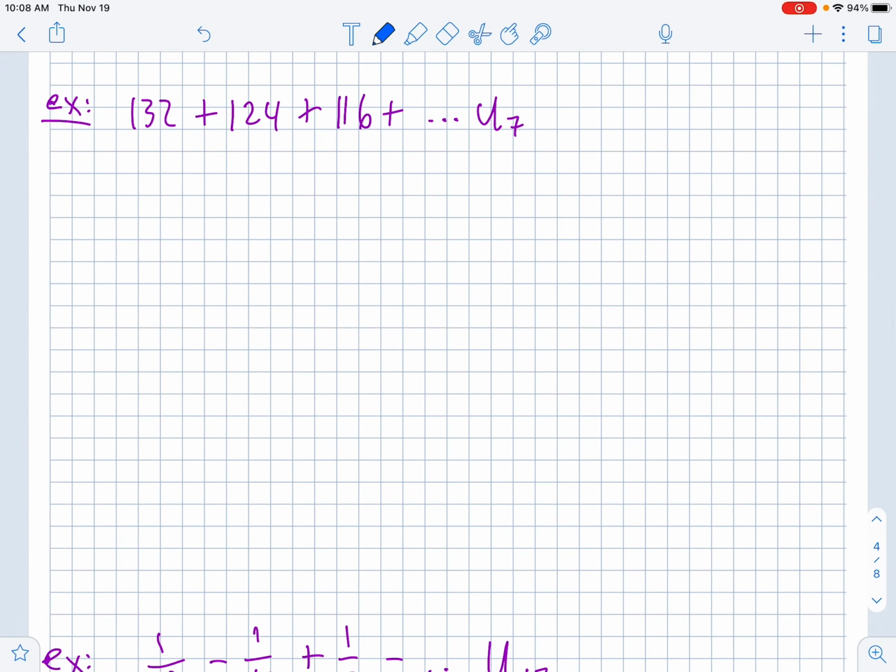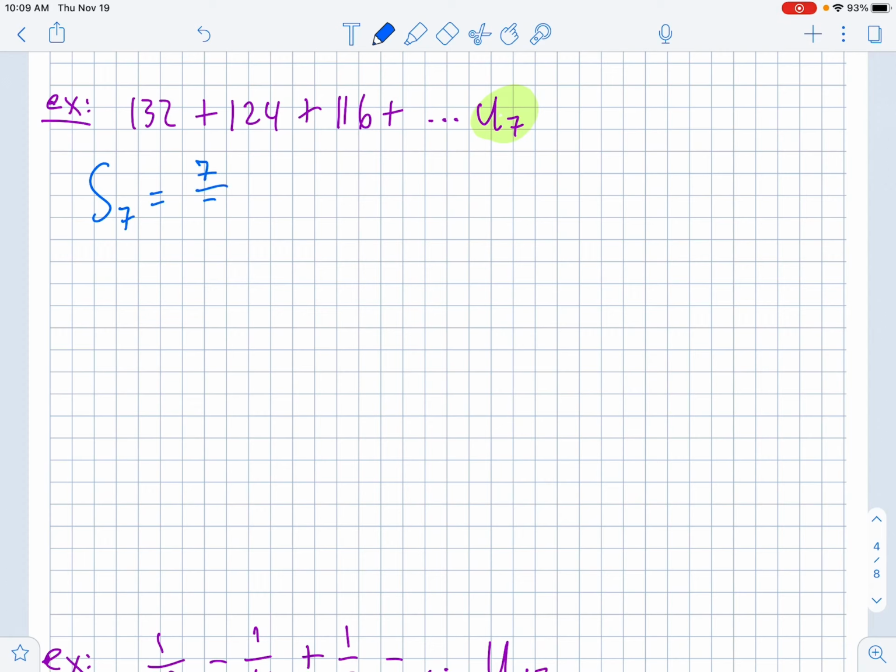Next up, 132, 124, 116. What are those? That looks arithmetic to me. Are they going down by 8? Yeah, they're going down by 8. So I'm going to use the arithmetic series formula. I don't know the top, so I'm not going to use the Gauss version. I'm going to use the expanded version. So that's S sub 7.